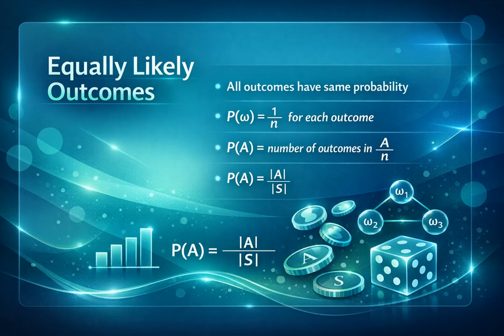When all outcomes are equally likely, each has probability 1 over n, where n is the total number of outcomes. Then probability of event A equals the number of outcomes in A divided by n. We write P of A equals size of A divided by size of S. This is the classical definition of probability for equally likely outcomes.